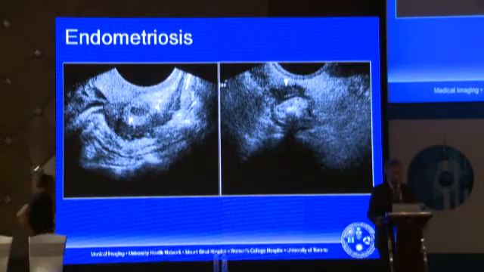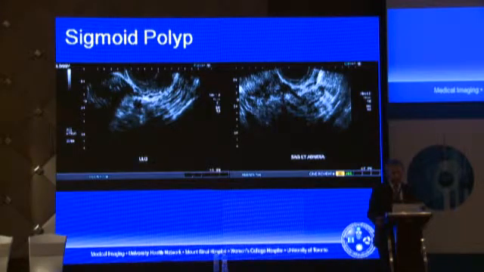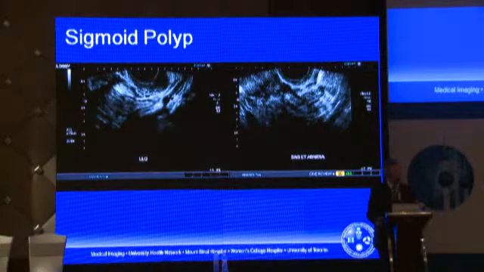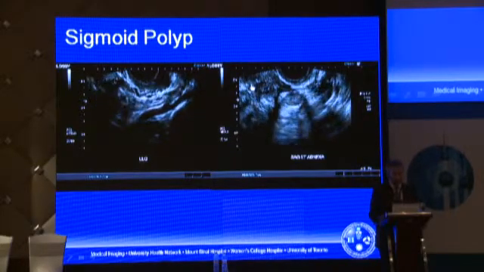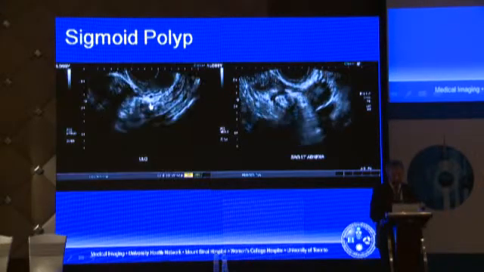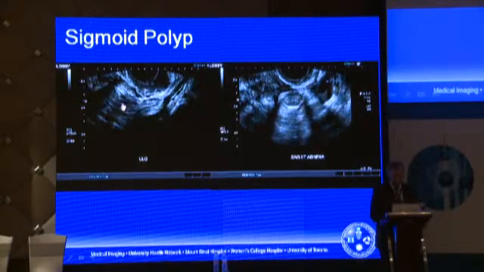Endometriosis, I showed you earlier, but it's something, again, look around with the internal probe. This is endometriotic plaque along the sigmoid colon. And this is a sigmoid polyp. This is an interesting case because this patient had a normal colonoscopy 2 years prior to this ultrasound. And if you look carefully here in sagittal, we can follow the sigmoid colon. We're coming up from the rectum into the sigmoid colon, and there's something in the lumen here.